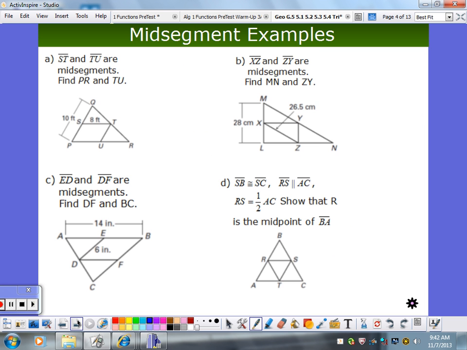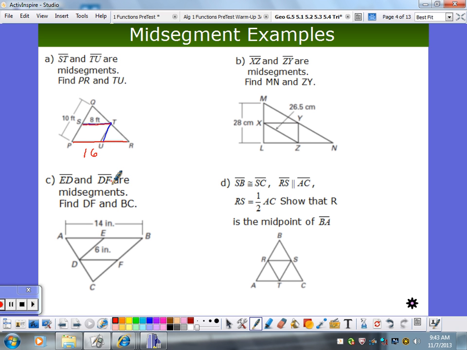Neat. So what are some examples of what you do with this, or how you might be asked about them? If they tell you ST and TU are midsegments, find the length of PR, which is this one, and the length of TU, which is that one. Let's start with the length of PR. I'm looking for this one. This is a midsegment, right? And it's 8 feet. So what's PR? Yeah, 16, because it's half the length of the parallel side.